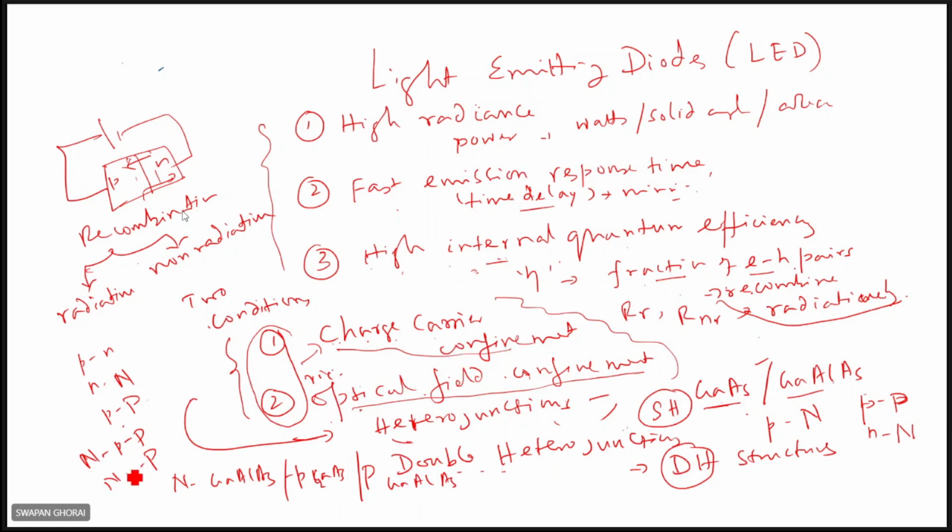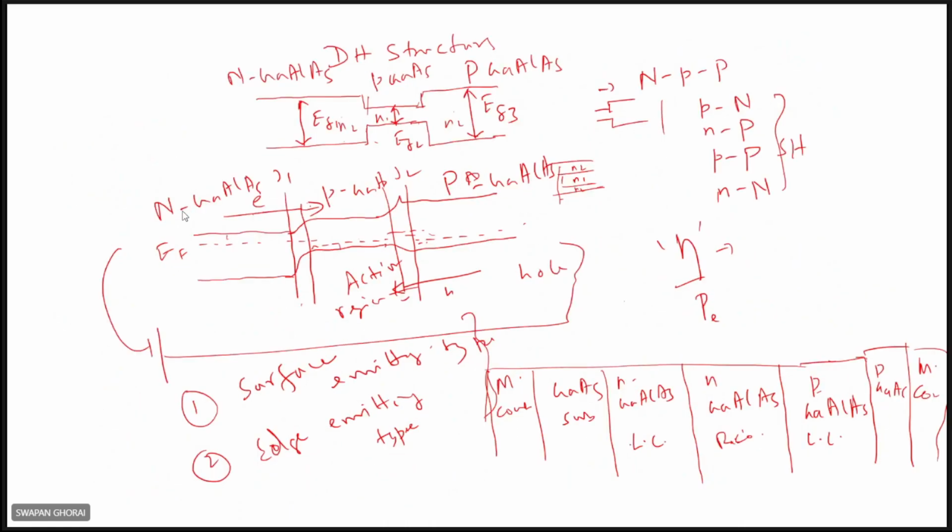It can be called NPP structures, different structures are there. Have a quick look, then it will be more clear. You see it here, NPP structures. This is larger band gap, this is smaller band gap. Again, this is larger band gap. This is N-type gallium aluminum arsenide. This is P-type gallium arsenide, and this is capital P gallium aluminum arsenide. Right. So EG1, EG2, and EG3.